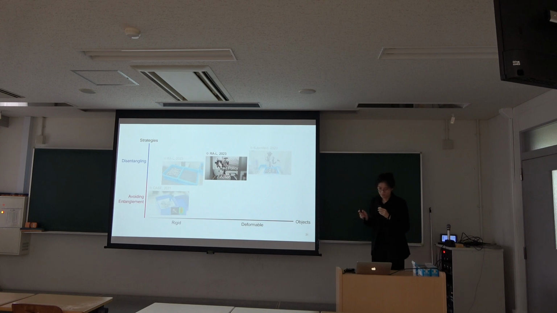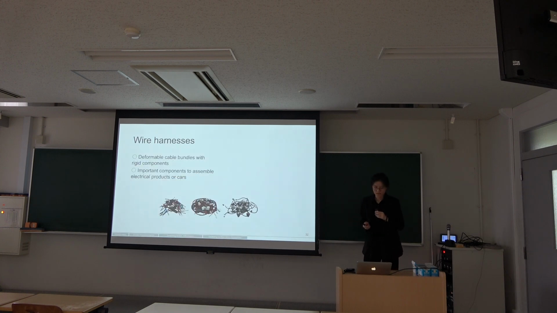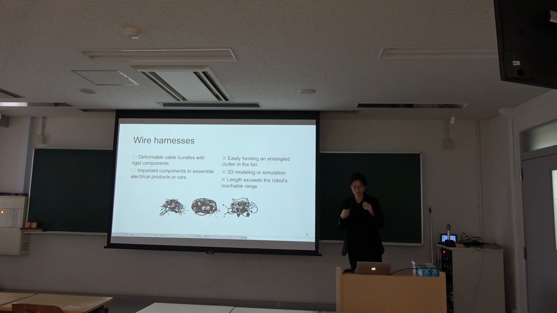After we discuss the bin picking solutions for rigid objects, we'll move to more challenging tasks, picking deformable objects. So the target will be wire harnesses. They have complex geometries with bundles of deformable cables and rigid connectors. They are very important in assembly production, but it's also very difficult to automate. The challenges are that they easily form entangled clutter in the bin, and also 3D modeling or simulated training is difficult due to their deformable nature and complex structures. They are also too long to manipulate in the standard bin picking working zone.